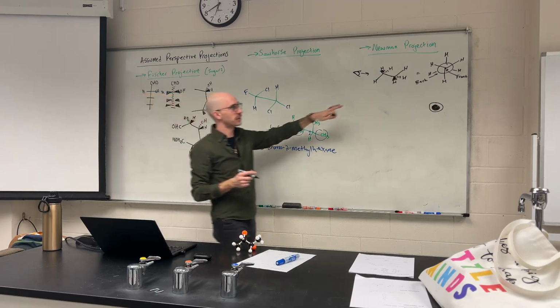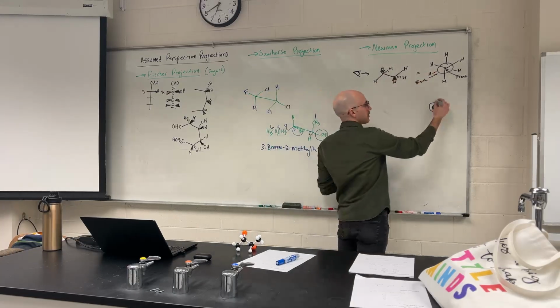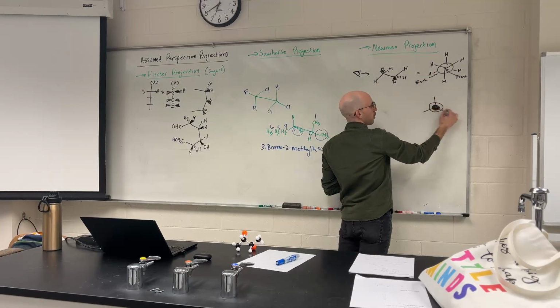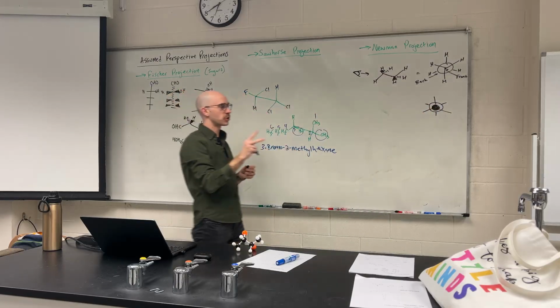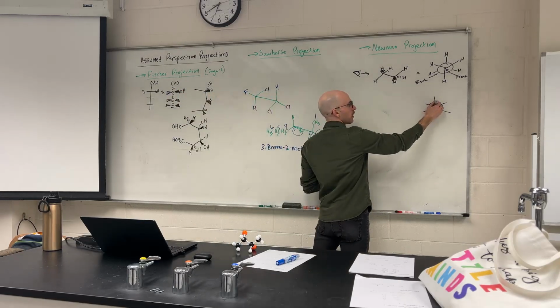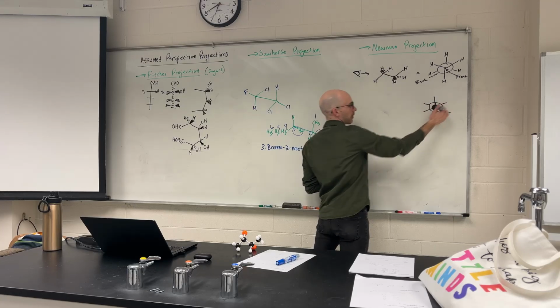Again, it gets confusing for some people to see it with this perspective, so they'll draw it a little bit differently if they use this big circle in the middle. But we're still showing three groups on the front carbon, three groups just on the back carbon.